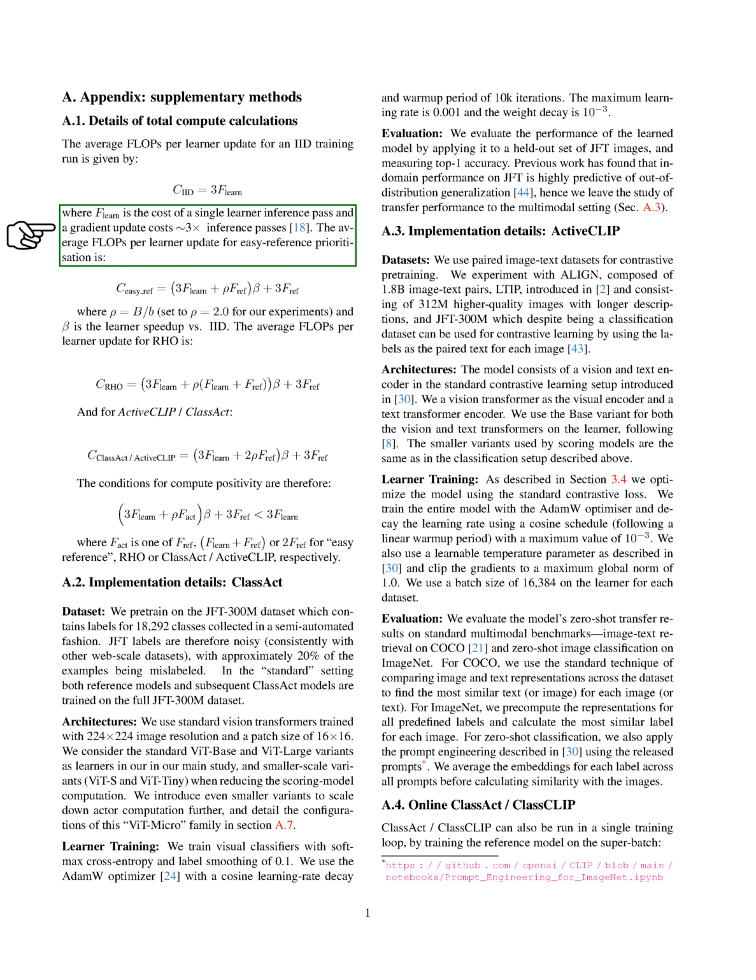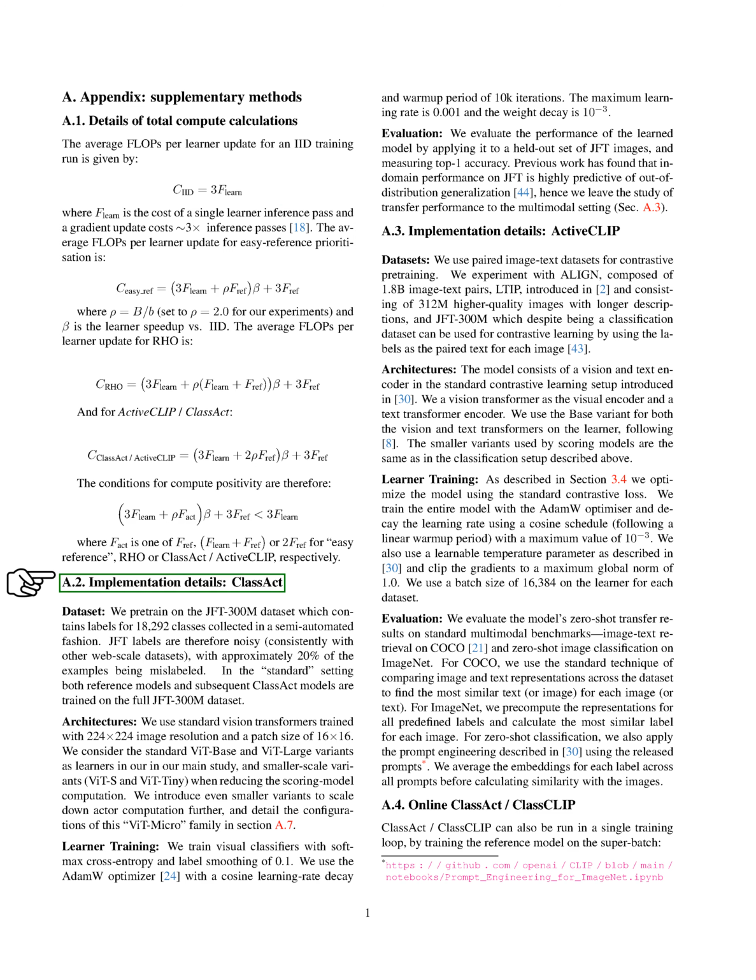For active clip or class act, the calculation is again similar, but the factor times the cost of a reference is doubled before being added to 3 times the cost of a single learner inference pass and multiplied by the learner speedup. The conditions for compute positivity are met when the sum of 3 times the cost of a single learner inference pass and the factor times the cost of an actor, multiplied by the learner speedup, is less than 3 times the cost of a single learner inference pass.